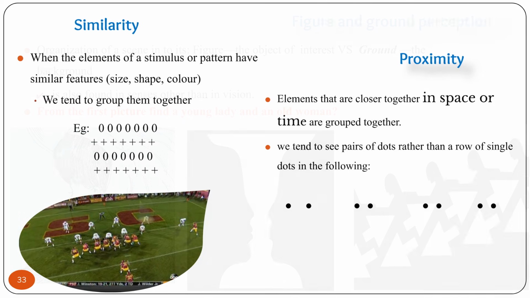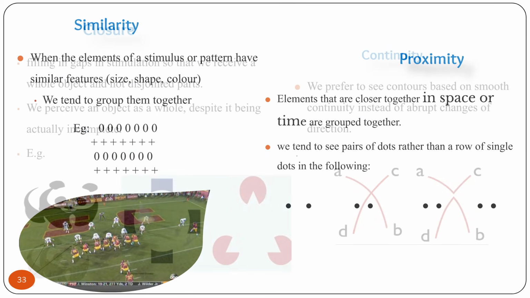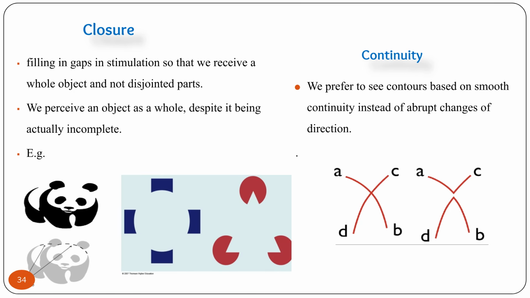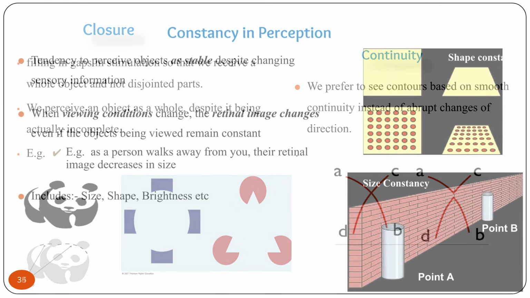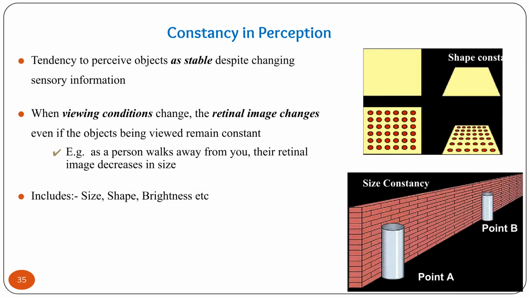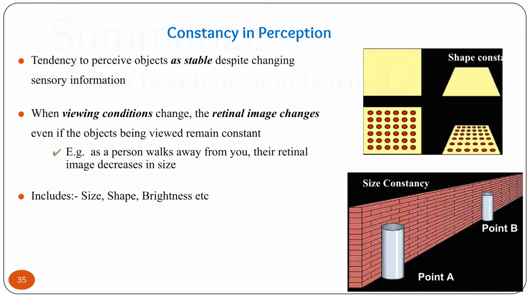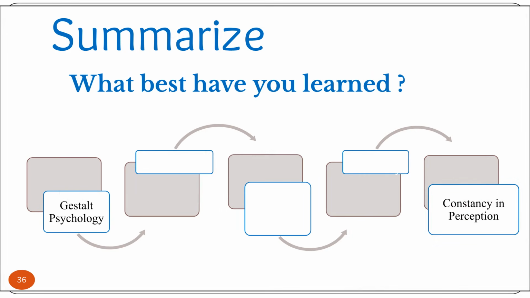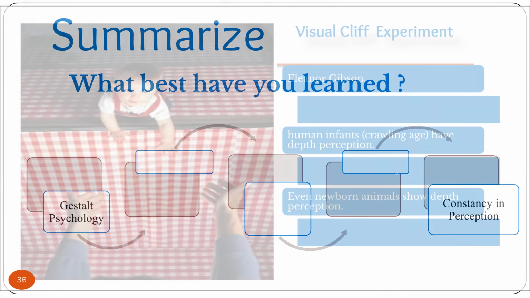Similarity is the tendency to group elements with similar features together. Proximity is the grouping of elements that are closer together in space or time. Closure involves filling in gaps in stimulation to perceive a whole object. Continuity is the preference to see smooth contours instead of abrupt changes in direction. Constancy in perception is the tendency to perceive objects as stable, despite changing sensory information. This includes size, shape, and brightness constancy. This slide summarizes Gestalt psychology, figure ground, similarity and proximity, closure and continuity, and constancy in perception.